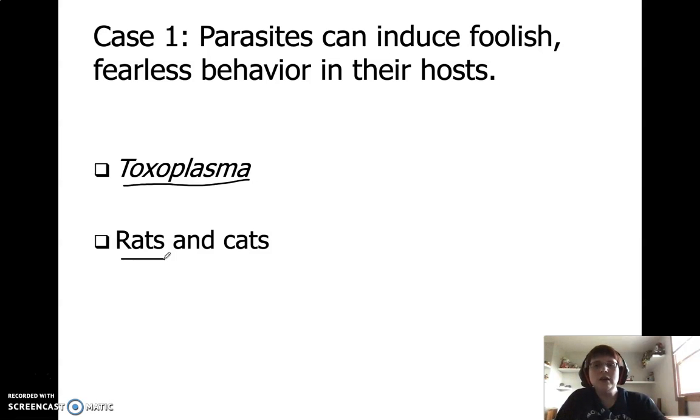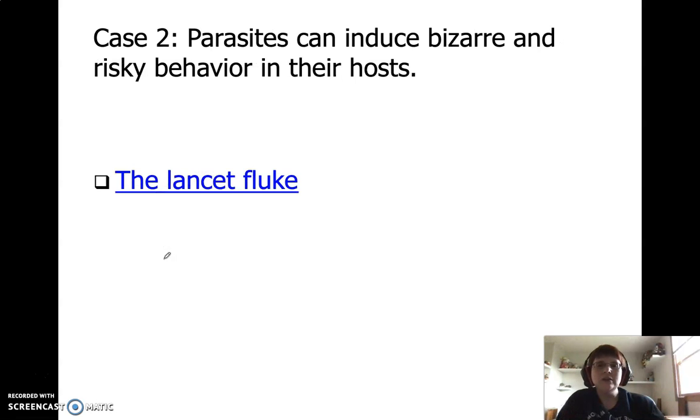And this is what Toxoplasma wants. It wants the cat to eat the rat, because that will help it complete its life cycle, because it needs to go through the cat's digestive system in order to complete the life cycle for Toxoplasma and then reinfect a new rat. So kind of weird as far as that goes, but not the weirdest.